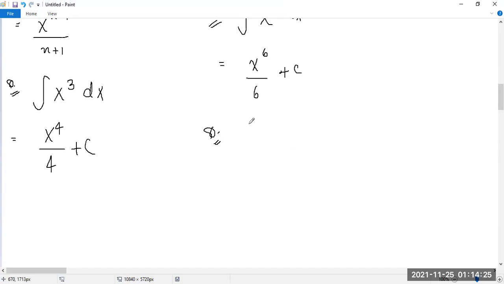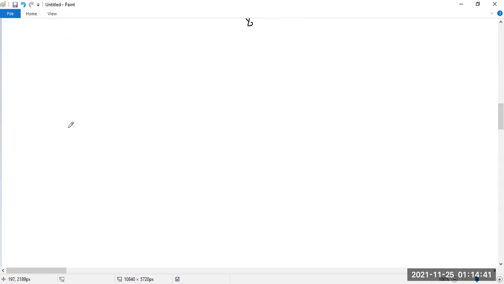So for another example, if I had an elongated s, and then I had x to the seventh dx, I'm going to add 1 to the top, and then I'm going to divide by whatever I had added on the top. And I would add my constant of integration, and that takes care of that.